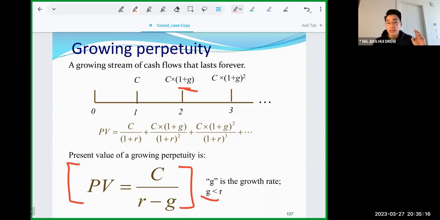The requirement to use this formula is that G, the growth rate, must be less than the interest rate R. That's the first requirement. The second requirement is that, because we are just modifying the perpetuity formula, your C must be 1 period from today. So there are 2 requirements now: G must be less than R, and C is again 1 period from today. I want to repeat again that growing perpetuity has no Excel function as well, so we need to know how to use the formula.